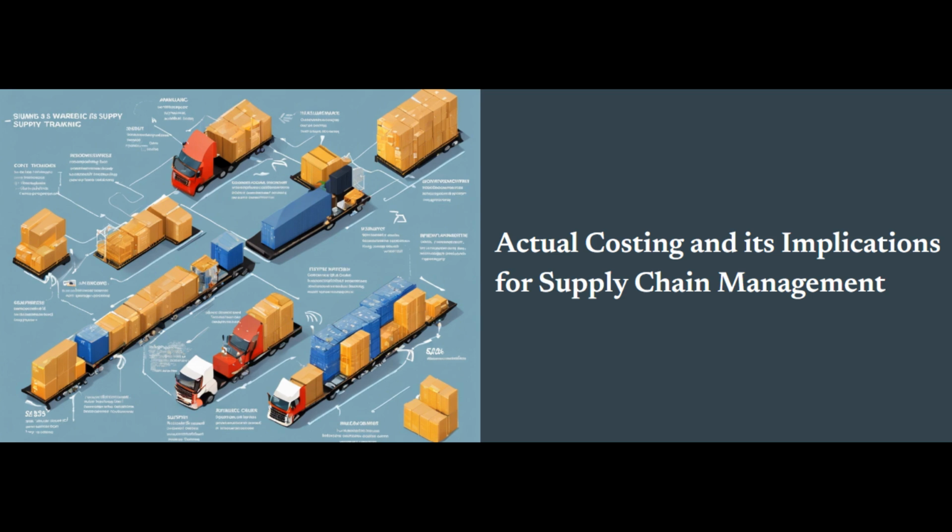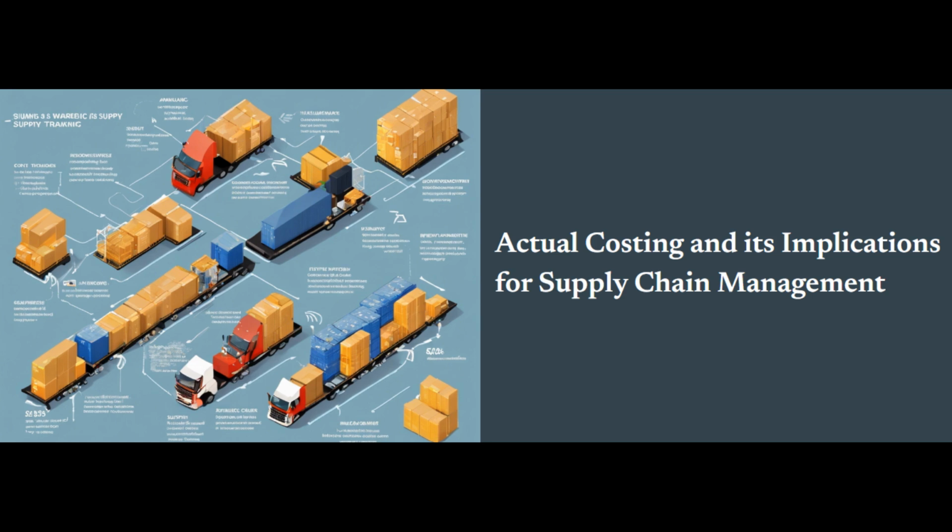Inaccurate cost allocation. Standard costing may not accurately assign costs to specific supply chain activities, such as procurement, logistics, or inventory management, making it difficult to identify areas for optimization. Inability to respond to market changes. As market conditions and supply chain dynamics shift, standard costing can fail to provide the agility required to adjust purchasing, production, or distribution strategies in a timely manner.